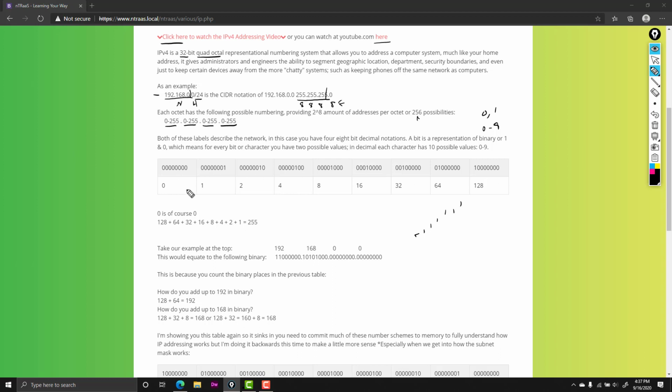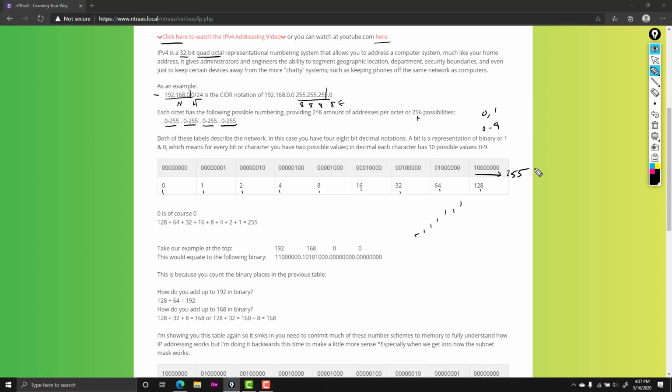We start out here with 0. We increment to 1, 2, 4, 8, 16, 32, 64, and 128. So you'll see here that all 8 bits are from 0 to 128 individually, and then we can add them all up to count to 255. So here, 0 is of course 0. You add them up and we get that 255 we just mentioned.